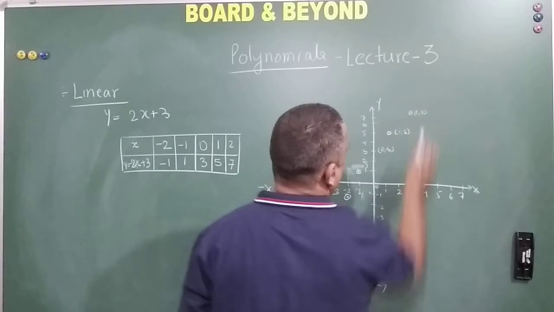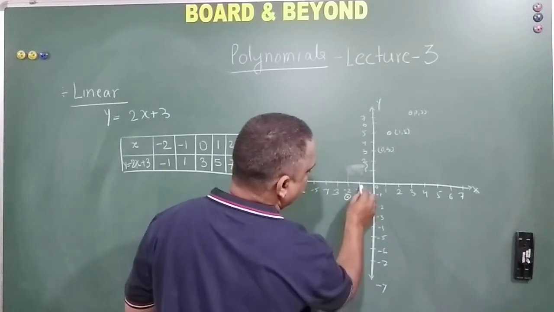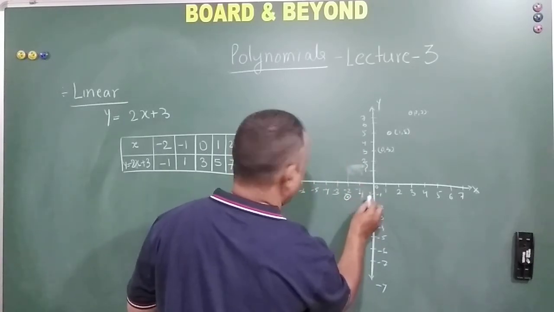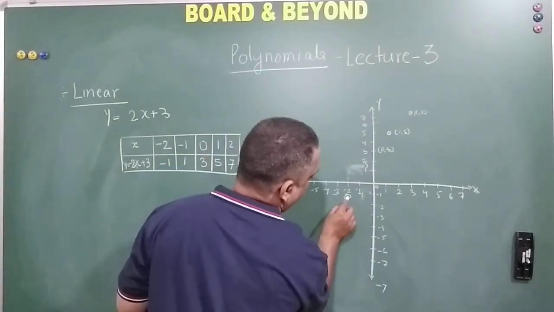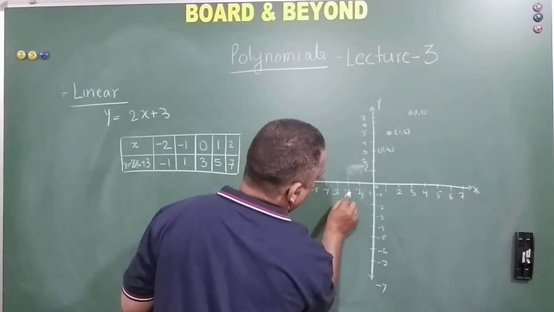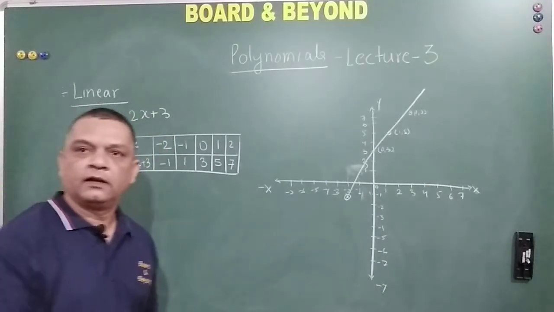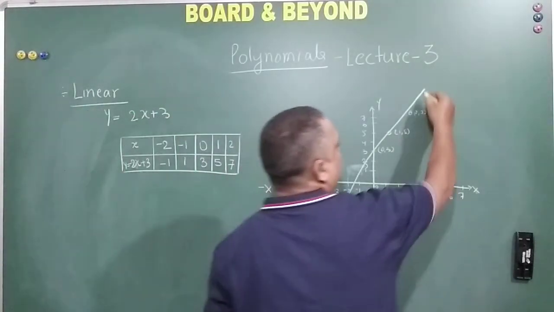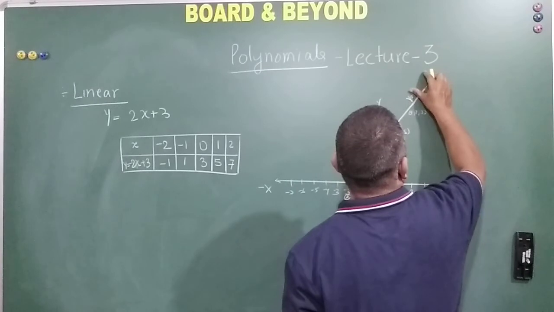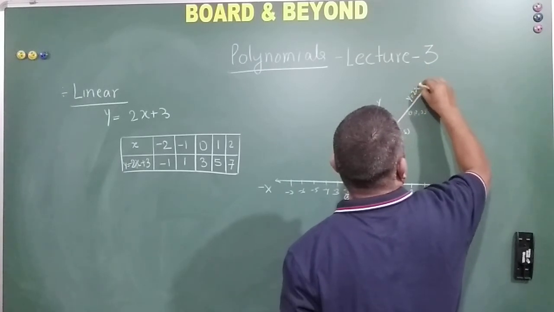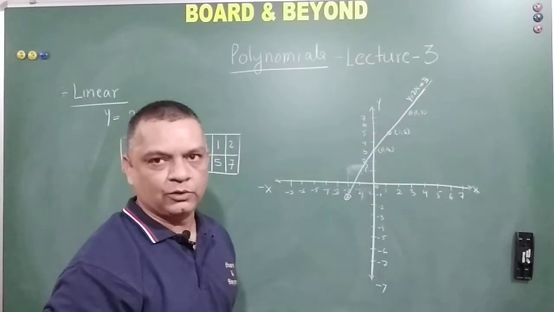Now, when we try to plot it, okay, this point is minus 1. So, when we try to plot it, so this is the required line. Okay. So, on this line, we should be writing it here 2x plus 3, because this line represents the equation of the polynomial 2x plus 3.